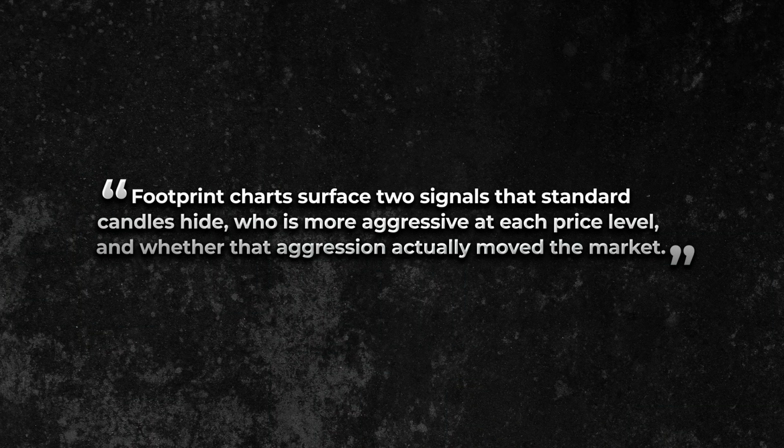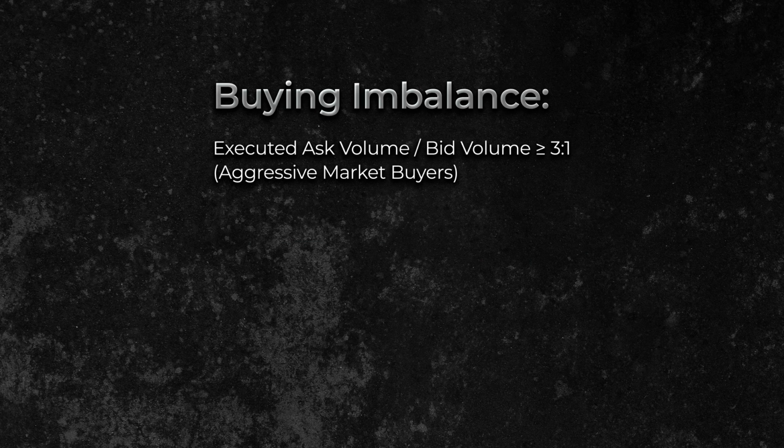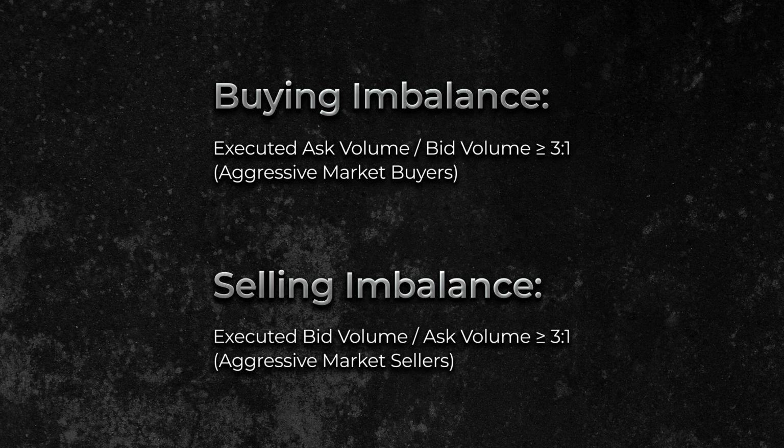Footprint charts surface two signals that standard candles hide: who was more aggressive at each price level, and whether that aggression actually moved the market. At each price increment inside a volumetric bar, Orderflow Plus displays contracts traded on the bid versus the ask. When ask volume significantly exceeds bid volume at a given level, typically flagged at a ratio of 3:1 or greater, it indicates aggressive buying. The inverse signals aggressive selling. These imbalances tell you who was willing to pay the market price to get filled, bar by bar.